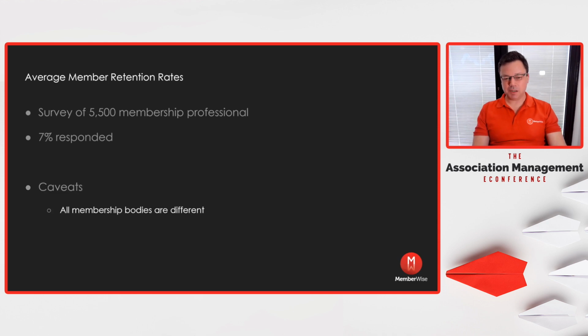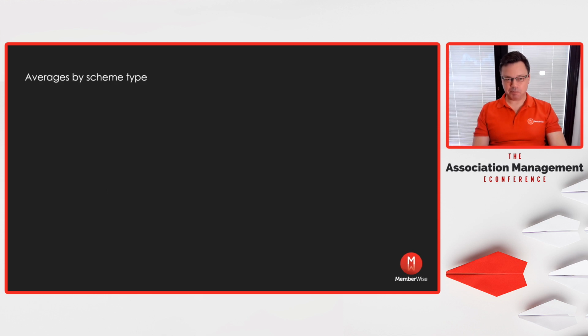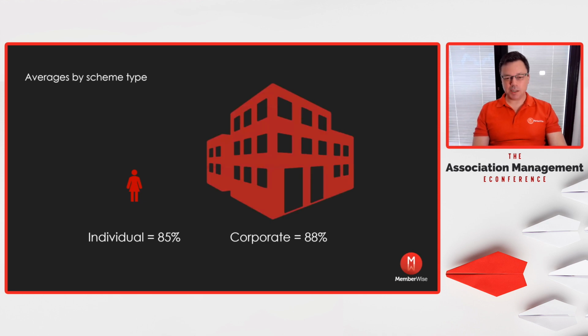However, we do have some caveats. Not all membership bodies are the same. And also membership figures, or certainly retention figures, will have an impact depending on external environment, competition, and other factors. This is the figure that I want you to remember today, 86%. That's the average member retention rate for membership organisations in the UK. If we look at those averages by type, those organisations with an individual membership, their average was around 85%, and corporate organisations was slightly higher at 88%.